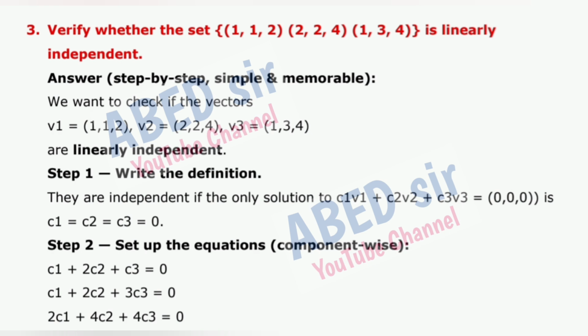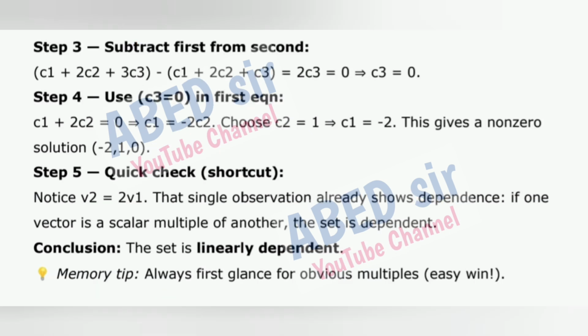Step 2. Set up the equations, component-wise. C1 + 2C2 + C3 = 0. C1 + 2C2 + 3C3 = 0. 2C1 + 4C2 + 4C3 = 0. Step 3. Subtract first from second. (C1 + 2C2 + 3C3) − (C1 + 2C2 + C3) gives 2C3 = 0, so C3 = 0.